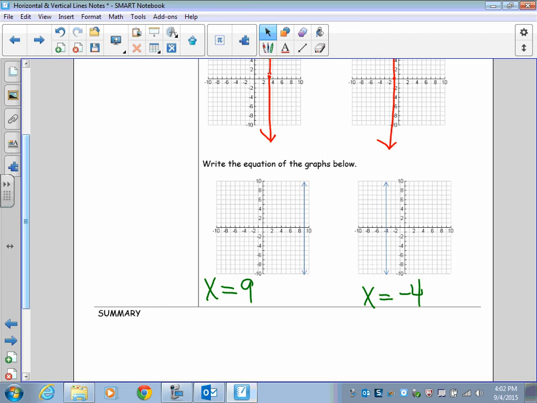These are your two equations. The first one is x equals 9. That's the equation of a vertical line for my first graph. My second one is x equals -4. That's the equation of a line for my second graph.